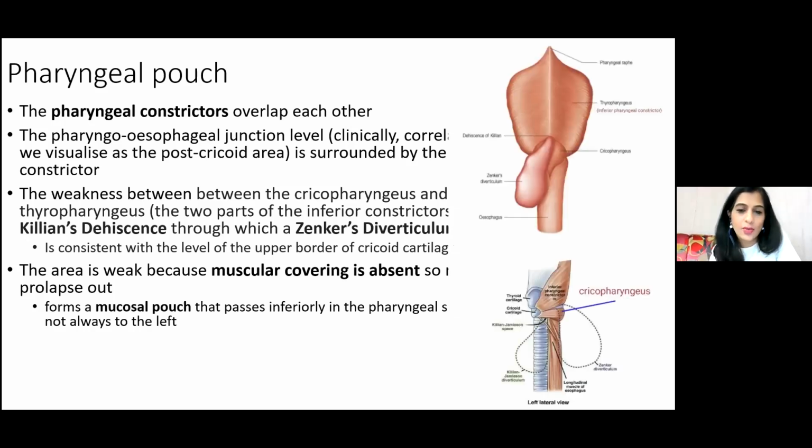This picture just shows that the mucosa can prolapse out. It has a tendency to prolapse out to the left, but obviously not always. There is a mention here of Killian-Jameson's diverticulum. This comes through a dehiscence at the upper edge of the esophagus. Unlikely really to come up in your Viva, but something to be mindful of.